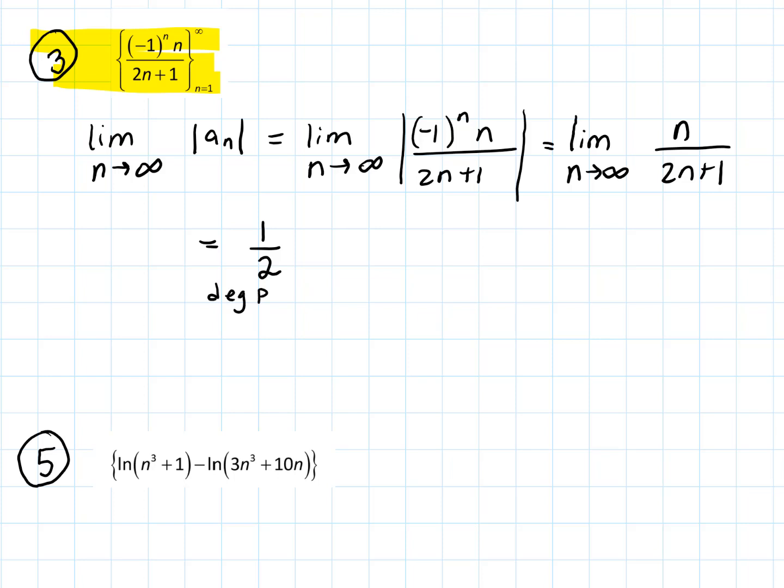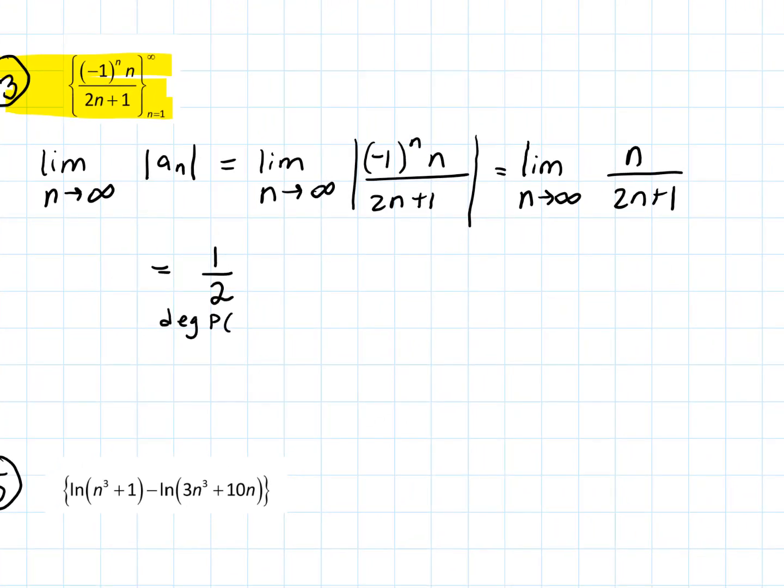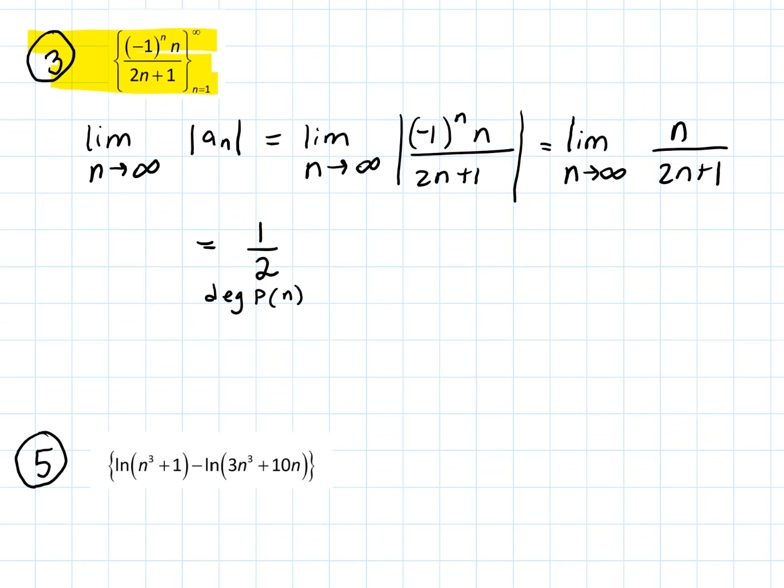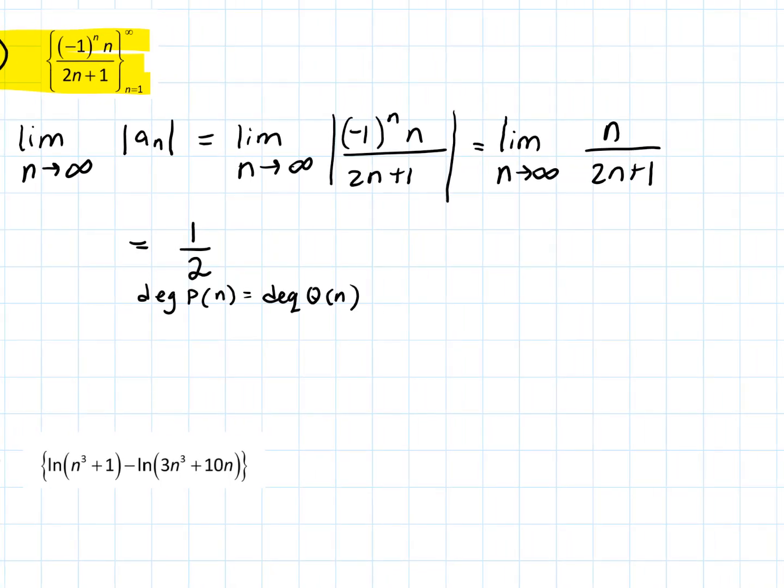Here, I'm going to just utilize some algebra facts. The degree of p of n equals the degree of q of n. If this is our p of n, just as a reminder from Calc 1, and this is our q of n, and those have the same degree, then the limit as we approach infinity is going to be the ratio of their coefficients. So 1 over 2 is where we're getting that. I'm going to utilize that fact here.